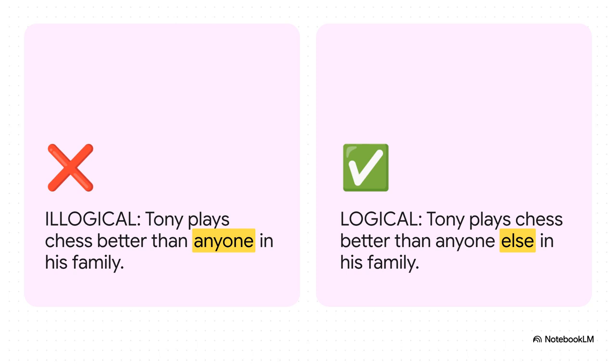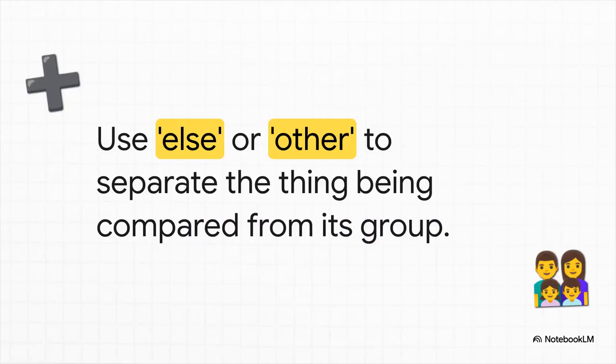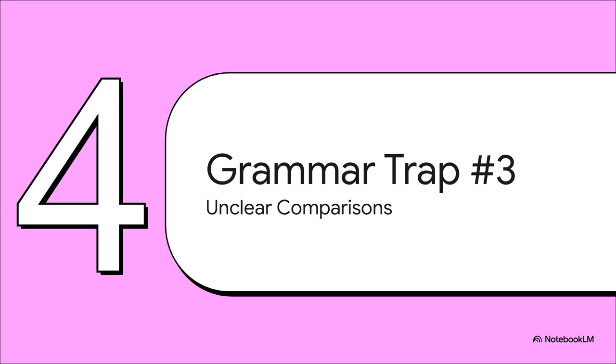It's impossible. But look at how easy it is to fix. Tony plays chess better than anyone else in his family. That one little four-letter word, "else," it changes everything. All you have to do is pop in "else" or "other." That simple word pulls the person you're talking about out of the group for the comparison. So you're not comparing Tony to himself anymore. You're comparing him to all the other people in his family. Problem solved.